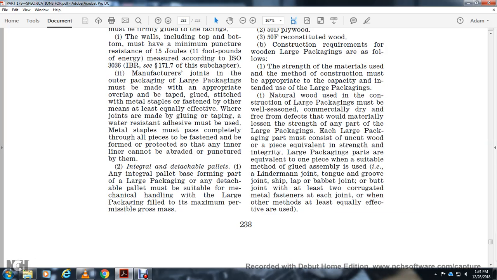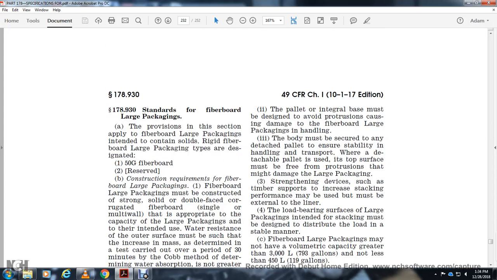Integral detachable pallets and integral pallets: a large packaging with a detachable pallet must be suitable for mechanical handling when filled to the maximum permissible gross mass. The pallet with the integral base must be designed to avoid protruding and damaging the fiberboard large packaging. The body must be secured to a detachable pallet to ensure stability in handling and transportation of the detachable pallet.